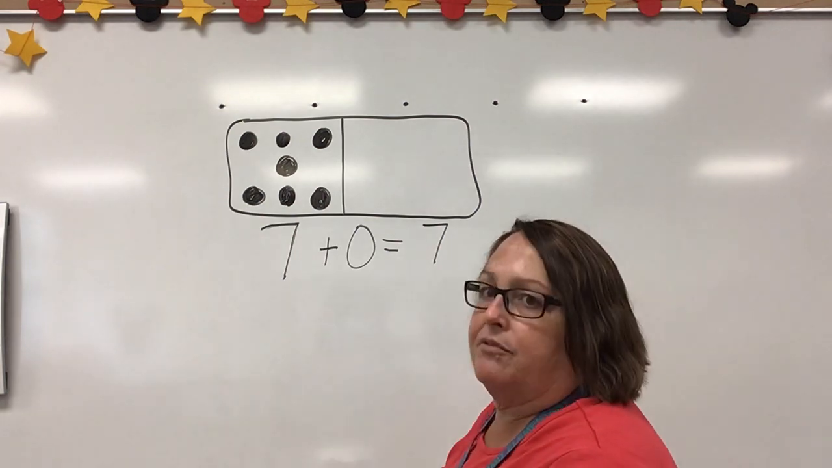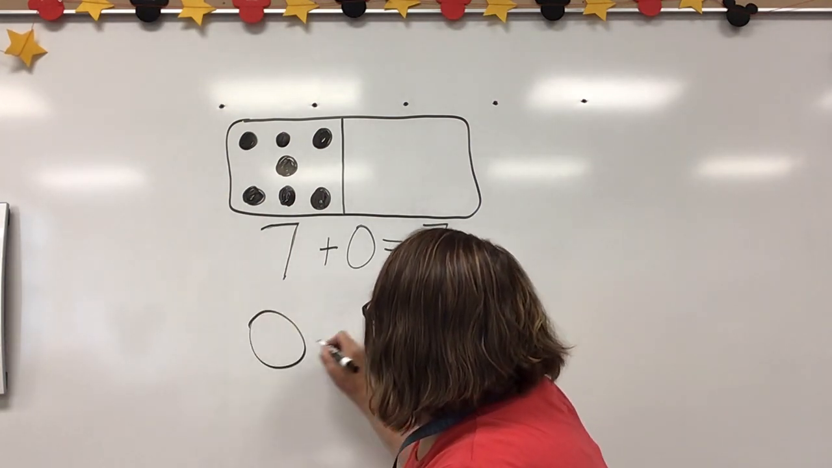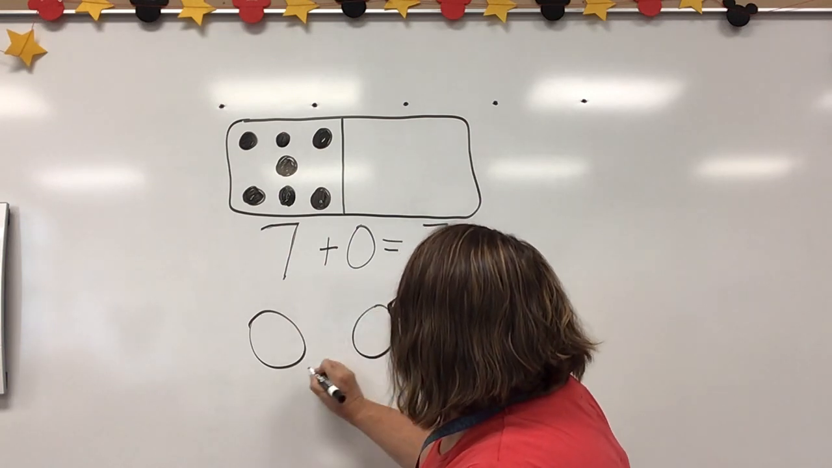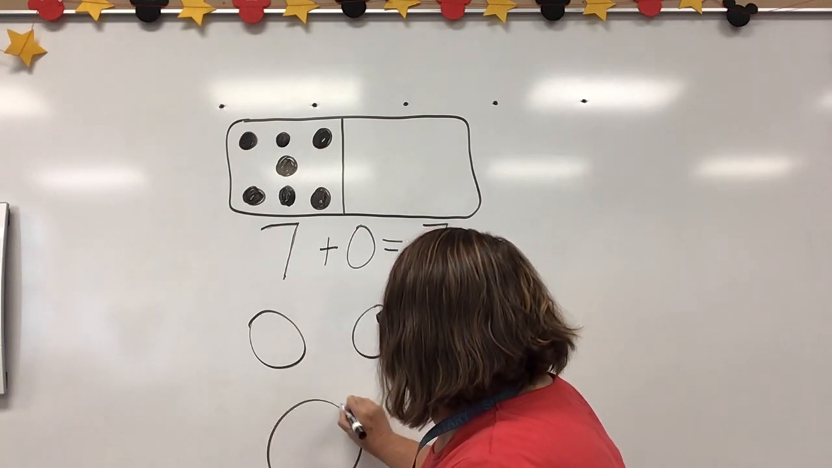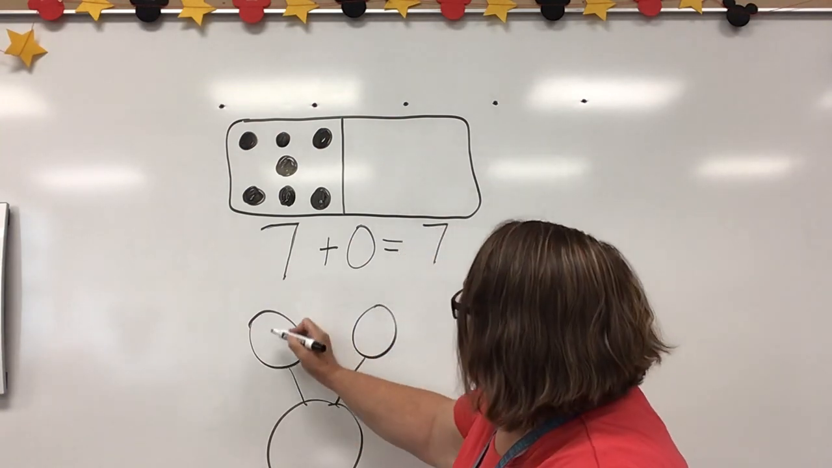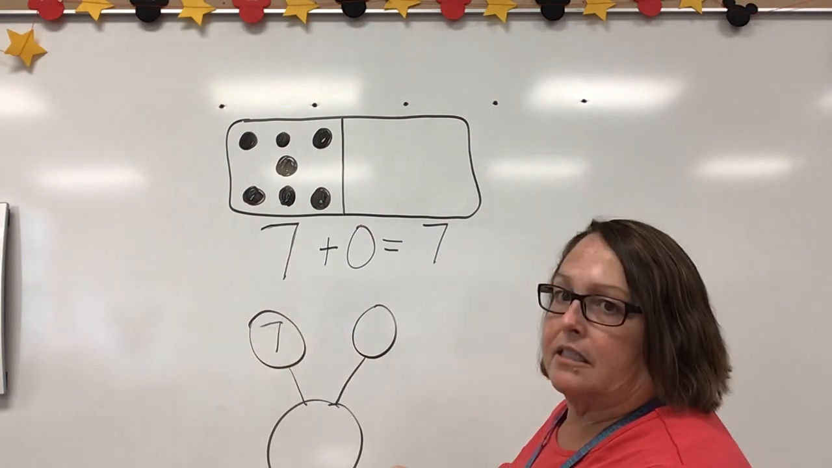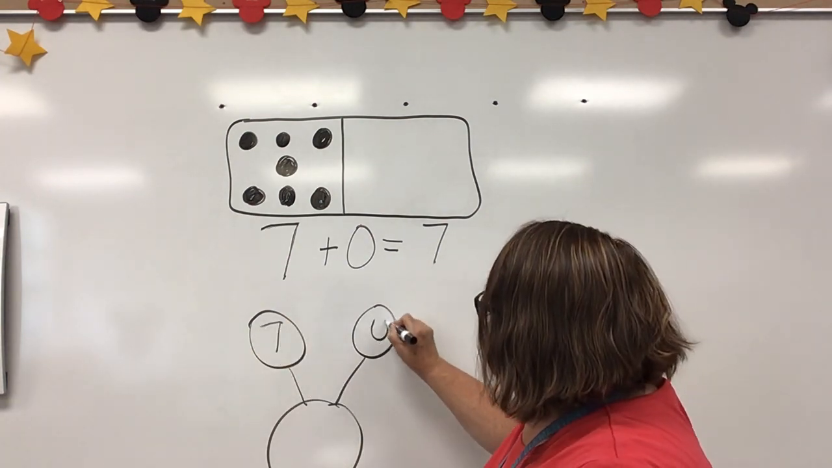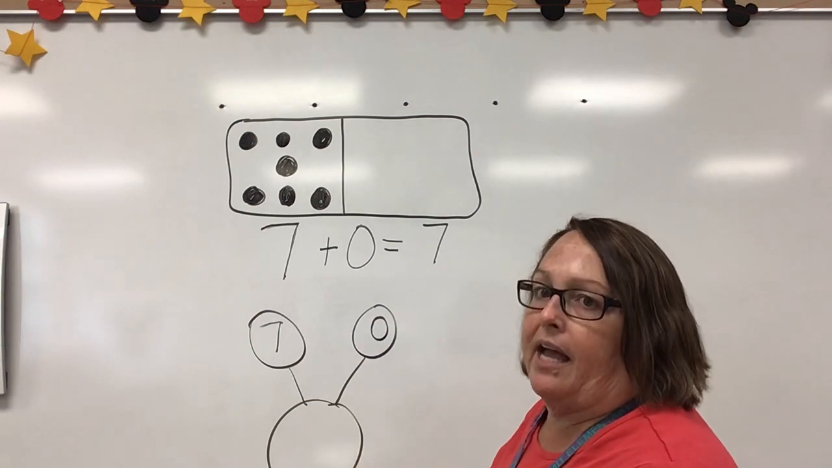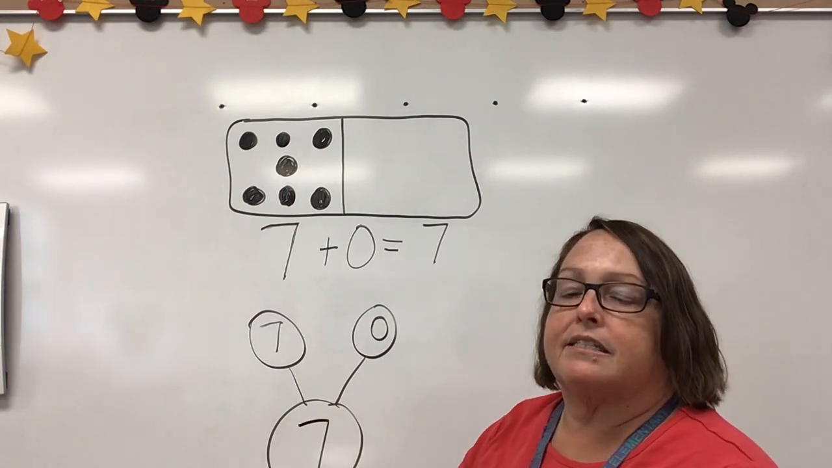Does that kind of look like the number bonds that we were making the other day? If one of my parts is 7, and one of my parts is 0, how many do I have all together? My whole number is 7.